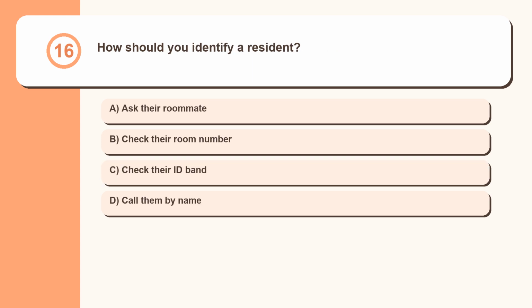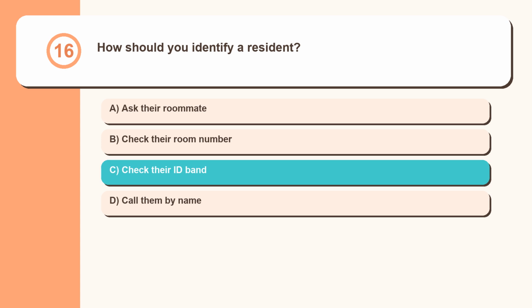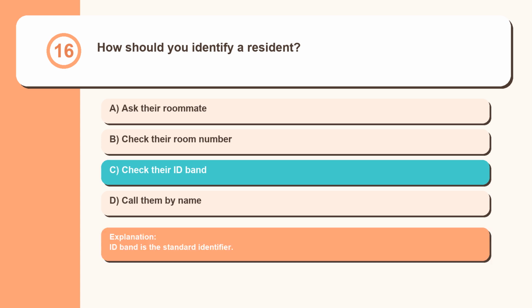Question 16. How should you identify a resident? Ask their roommate. Check their room number. Check their ID band. Call them by name. ID band is the standard identifier.